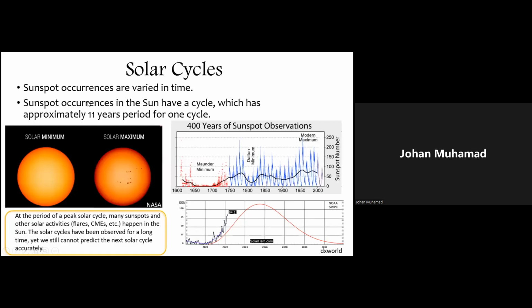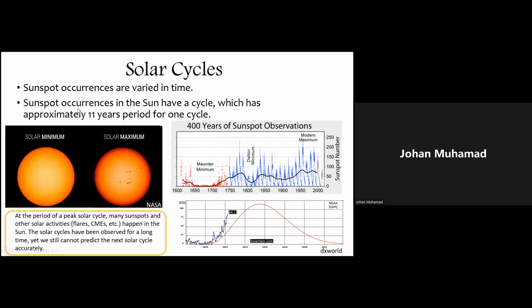And then I will also explain about the solar cycles. If you observe the sun in the solar minimum phase, maybe you will not be able to see any sunspot like this. It's very clean. But at another time, maybe several years later, you can see that the sun is full of sunspots like this. So sunspot occurrences vary in time, so it's not always the same.